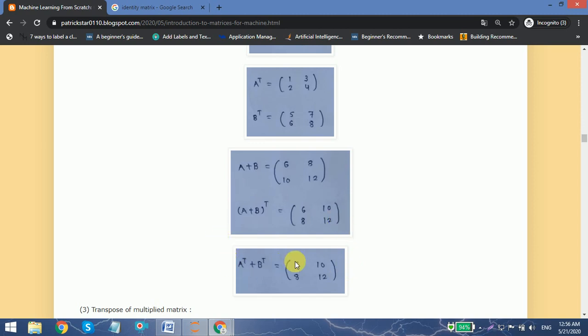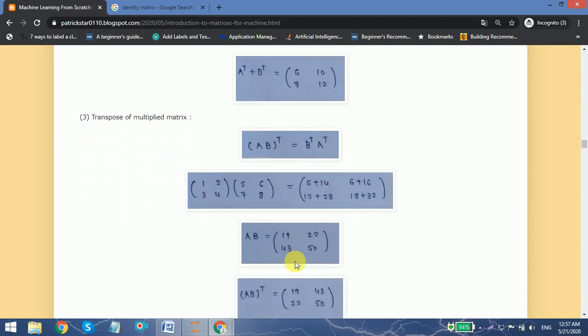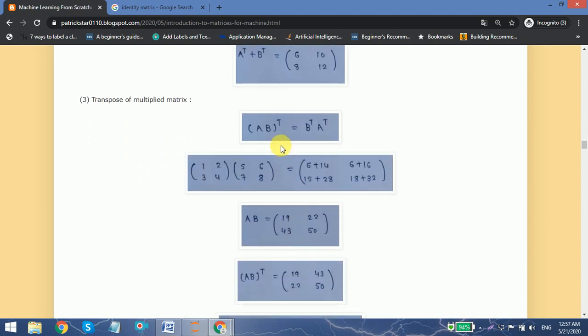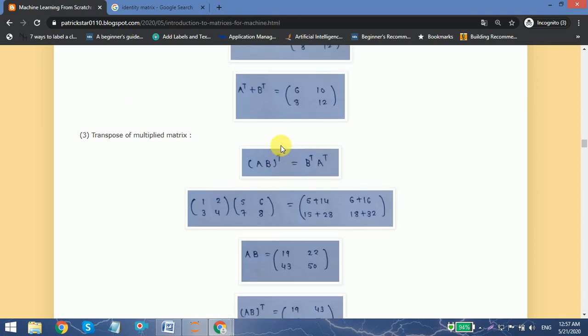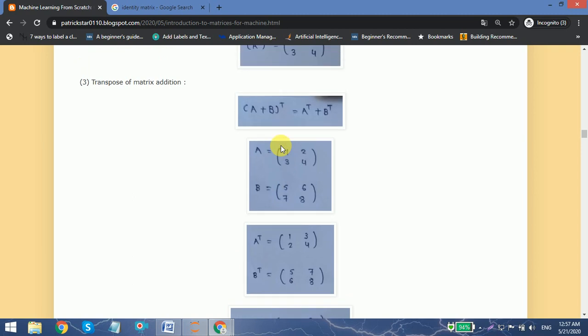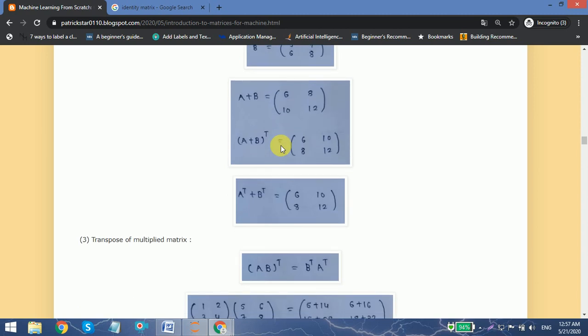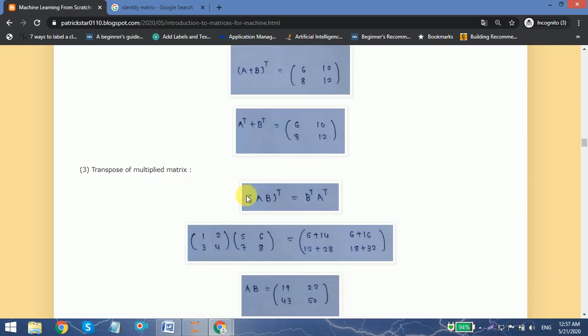Okay, so moving forward to the next point, that is transpose of multiplied matrices. In addition we see that the order of the matrices doesn't matter while we add them, but in multiplication we saw that the order of how we multiply our matrices really matters. So the transpose of multiplied matrices is given by B transpose into A transpose. The order is reversed here. That's a point to be noted.